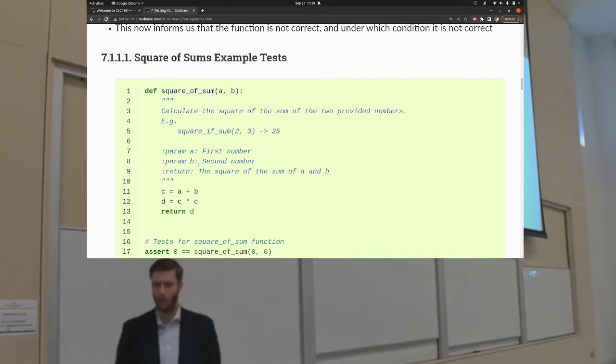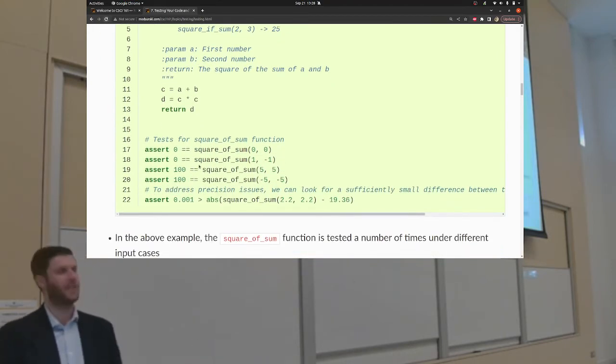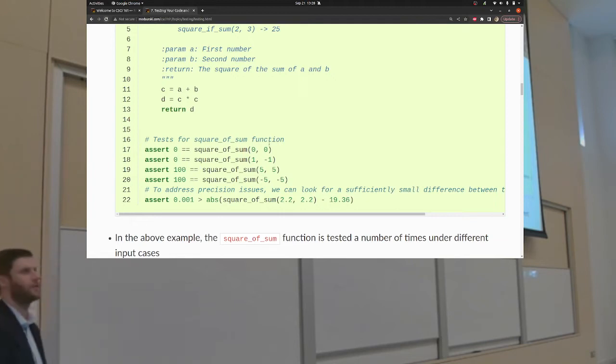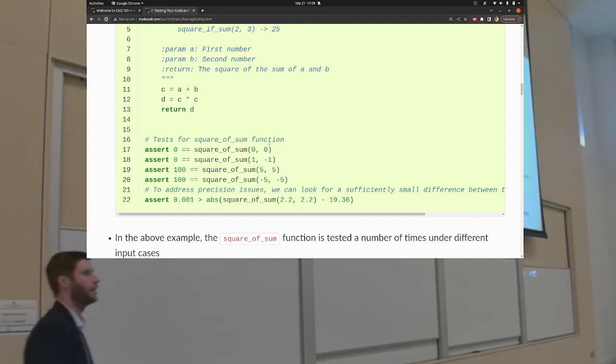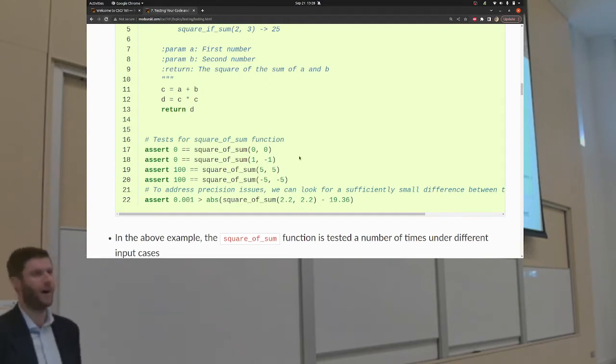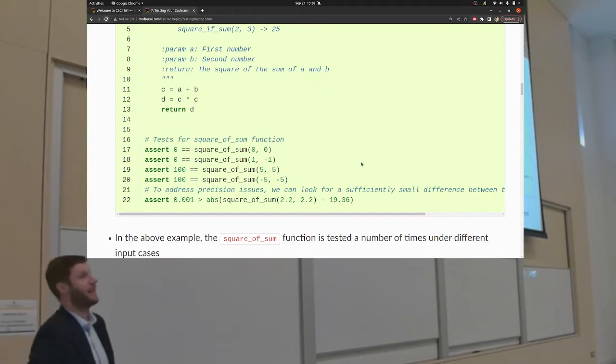Okay, so here's a couple of tests. Sum of square of 0, 0 should be 0, right? I know this. If you add 0 and 0 and square 0, you get 0. Sum of square of 1, negative 1, well, 1 plus negative 1 is 0. You square 0, it's 0. So on that input, it should give you the output 0 still. If I do 5 and 5, well, 5 plus 5 is 10. 10 squared is 100. Great. And negative 5 plus negative 5 is negative 10. Negative 10 squared is positive 100.